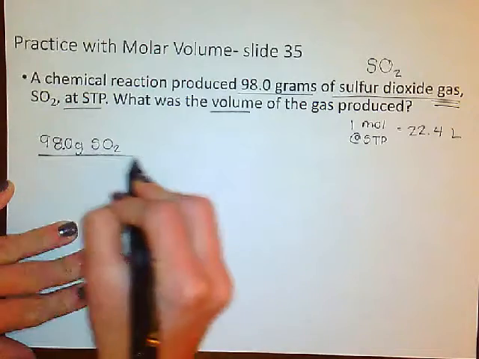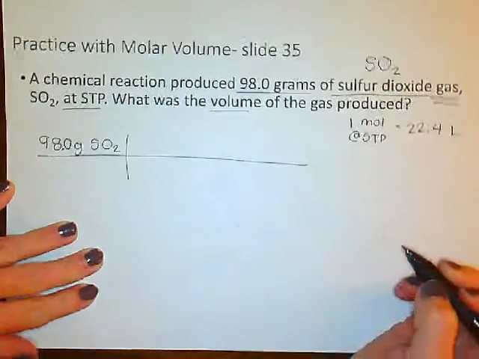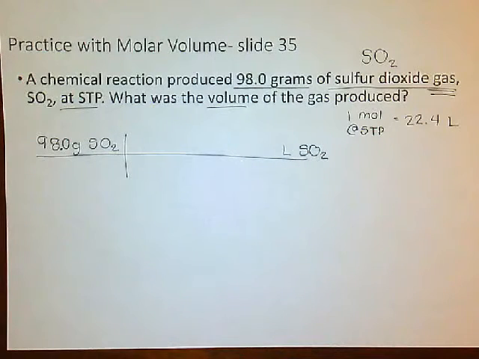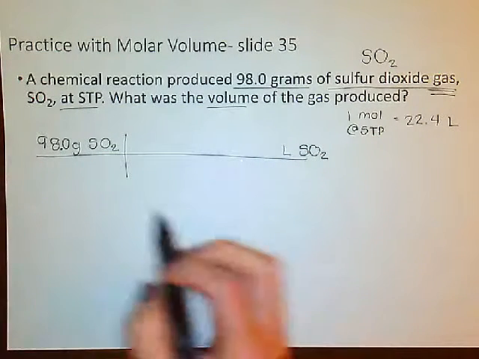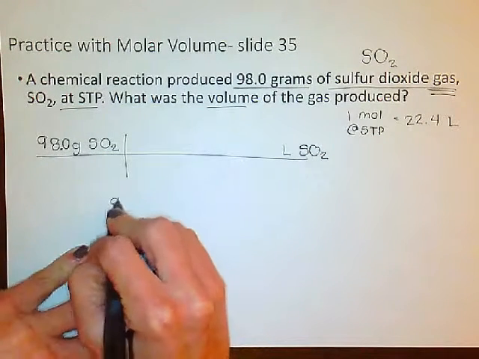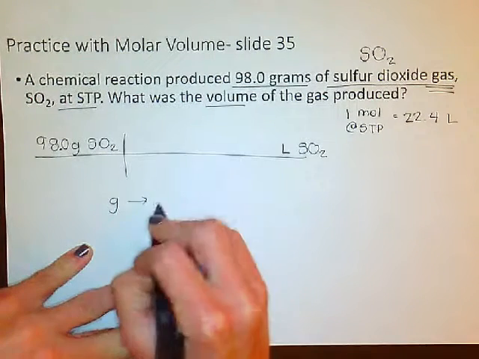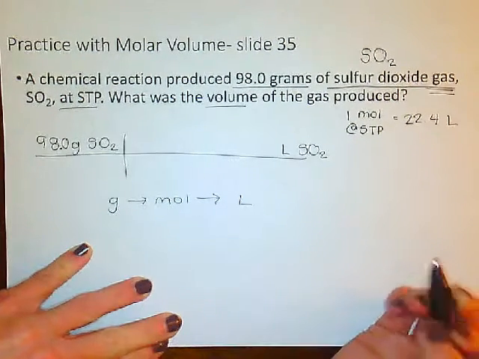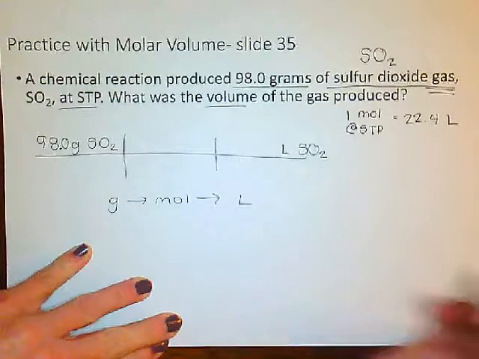What was the volume of the gas produced? So here's a situation where we're given grams and we are trying to get now to liters of SO2. We have not talked about any way to go directly from grams to liters, but I want you to think about what we talked about last unit. Are we able to go from grams to moles and then go from moles to liters? Absolutely, and that's exactly what we're going to do here.